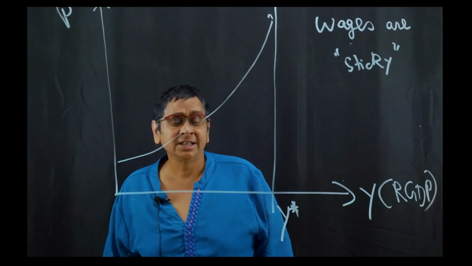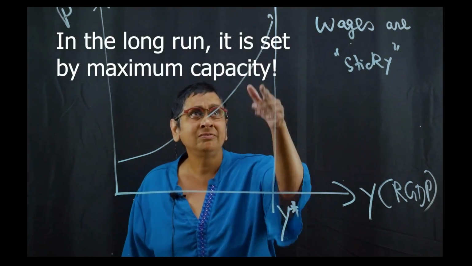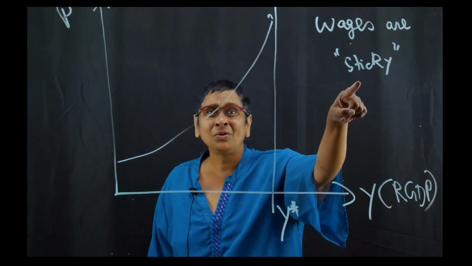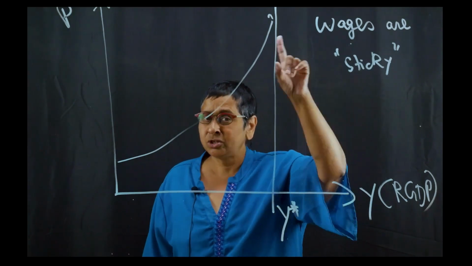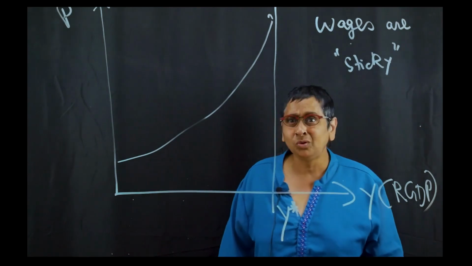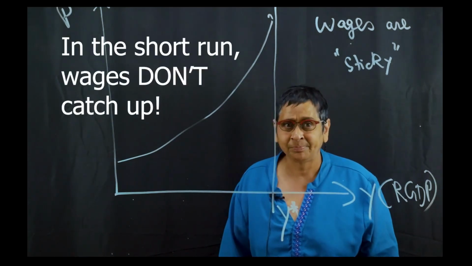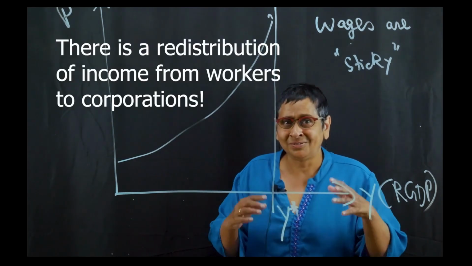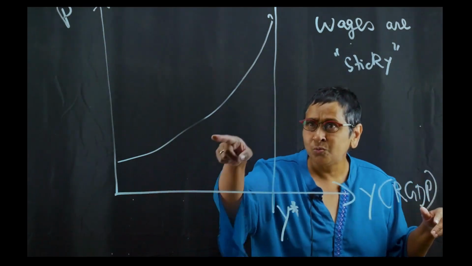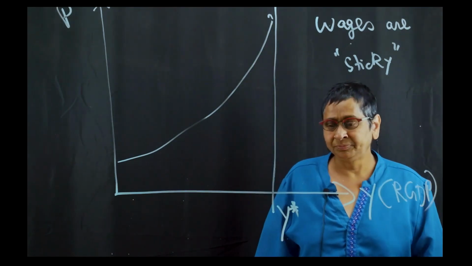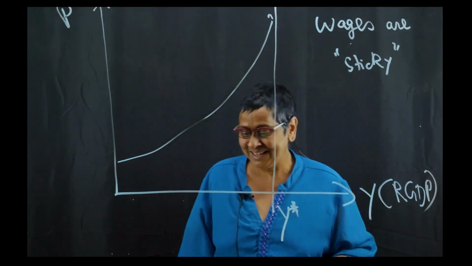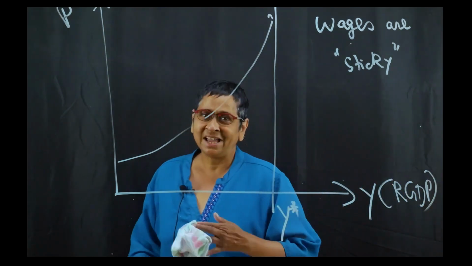So here we go. This is the aggregate supply curve. In the long run, we're going to call it vertical. It's set by maximum capacity, and it's the point at which wages have caught up. In the short run, especially during periods of unemployment, wages don't catch up. There is a redistribution of income away from workers towards corporations, which is what creates the upward supply. So that is aggregate supply. Let's now look at the other side of this market, which is aggregate demand.